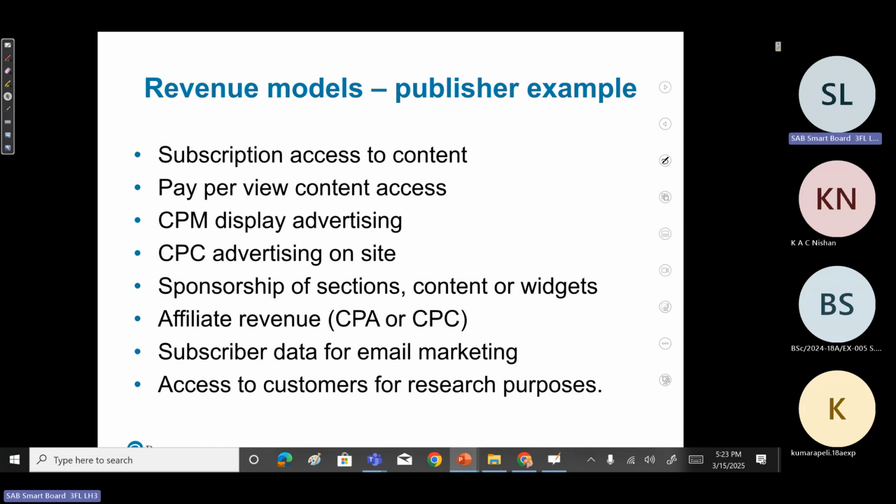Okay, what are these models? There are 8. This is how you could allow your website to be advertised by others, and how you could make money. First one is subscription to access to content. There are 8. These are all advertising models that you will use.